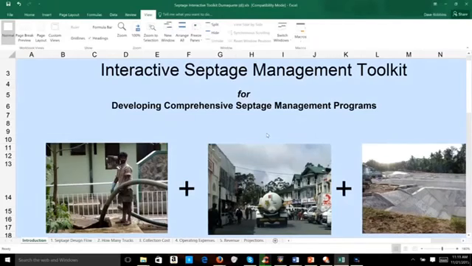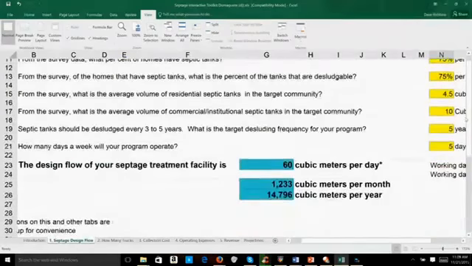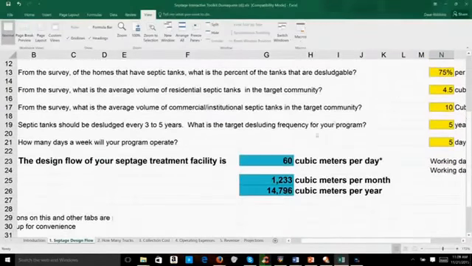This is the interactive septage management toolkit that was prepared by USAID back in 2009. For this example, we inserted data from Dumaguete City in the Philippines, where they have 22,000 homes and 3,500 businesses. We added some additional data that we obtained from the survey that was conducted and found out that their average daily design flow was 60 cubic meters per day. In this case, Dumaguete, they've got 60 cubic meters of septage that they need to collect each day. Let's take a look at the desludging infrastructure that's going to be required to handle that load.